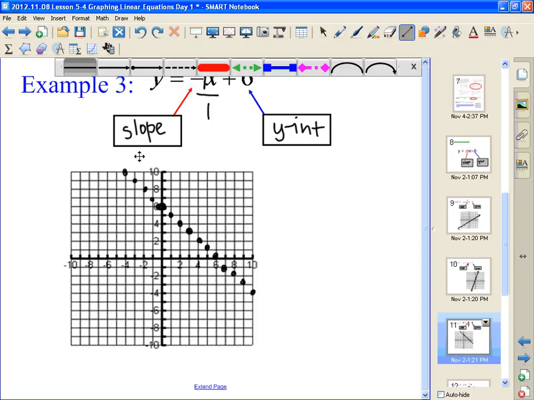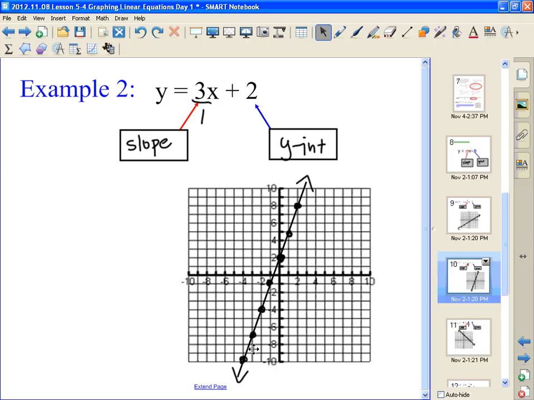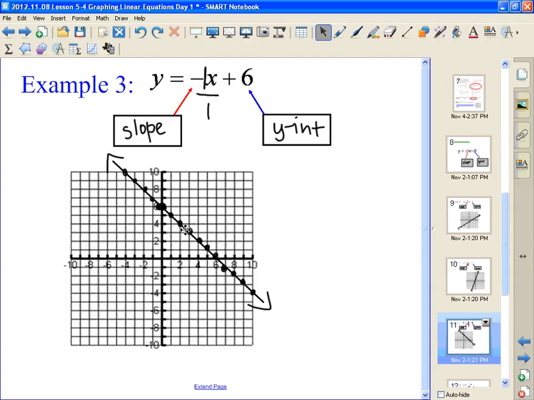So anytime that you have a slope that is negative, like we did on this one, you want to make sure that your line is decreasing. So this is a decreasing line because it's going down. These other ones that we did had positive slope, so they were going up. But because this line has a negative slope, it's going down.